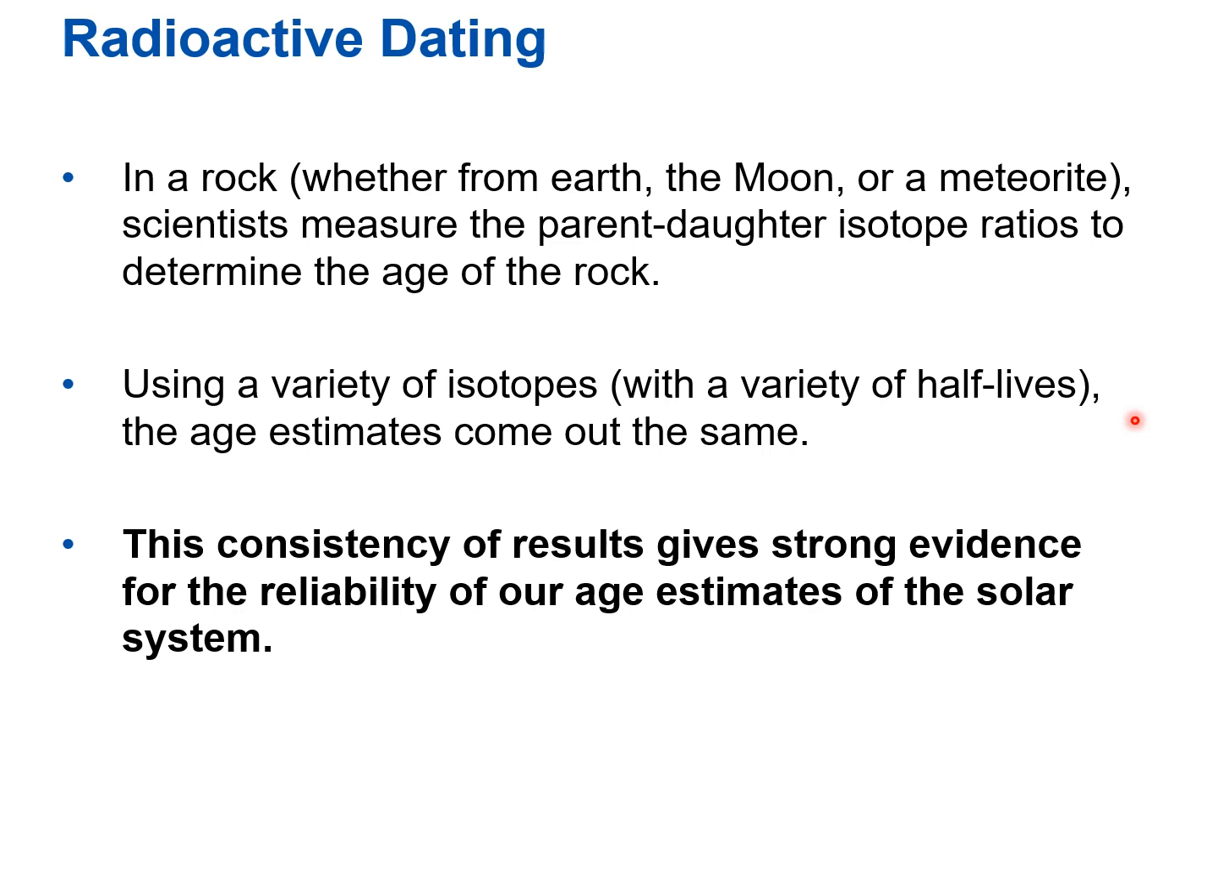So what we find in rocks is a variety of radioactive isotopes. Some of them might have a half-life of 1.25 billion years. Some of them might have a half-life of 4.5 billion years, all different half-lives. And yet, when we test them for these different parent-daughter isotope ratios, they all come out consistently to give us the same ages for the rocks. So this consistency of results gives us strong evidence for the reliability of our age estimates of the solar system.